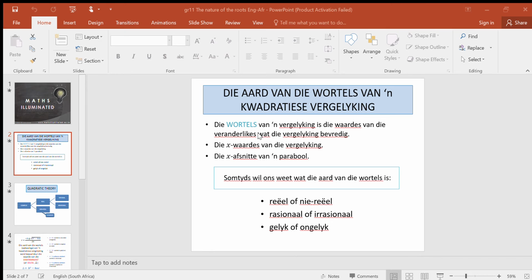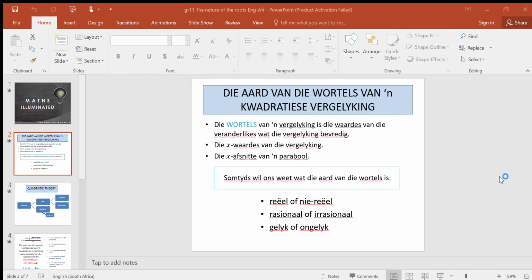Nature of the roots. These are the slides that you guys have in front of you now. We handed it out yesterday. Okay, so die aard van die wortels van 'n kwadratiese vergelyking. Nou, ons het gister gesê the nature of the roots, what we're actually talking about is the x values. Nee, die x waardes van die vergelyking, and if we've got a graph, it would be the x intercepts of the parabola.